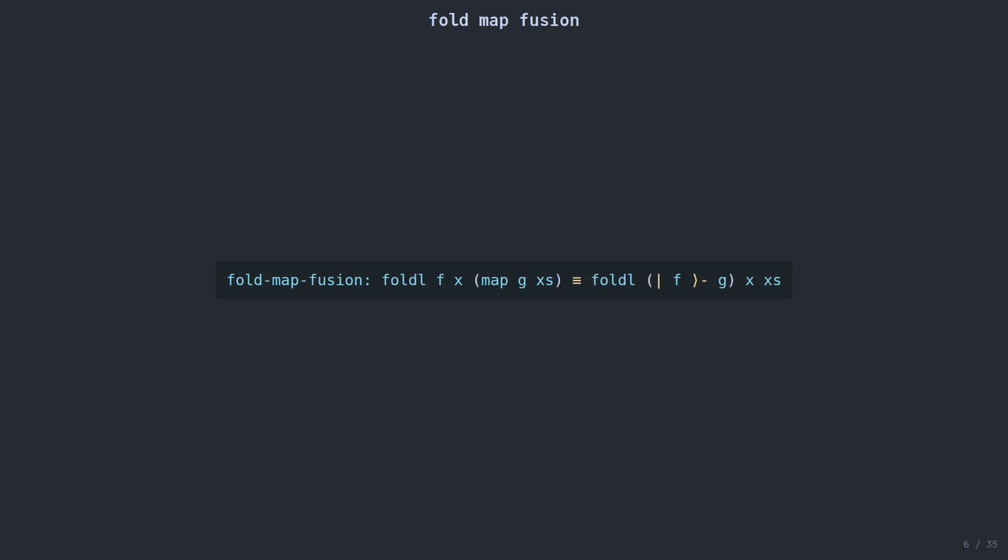The final law in this sequence is called fold map fusion. It says that instead of first applying the function f to every element of a list, and then folding the result with a binary operator g, we can fold directly using a modified operator. This modified operator incorporates the fact that f must be applied to the right argument. In other words, we do not need two passes over the list. A single fold is enough, as long as we adjust the operator appropriately. This law is already available in the Agda standard library under the name fold map.